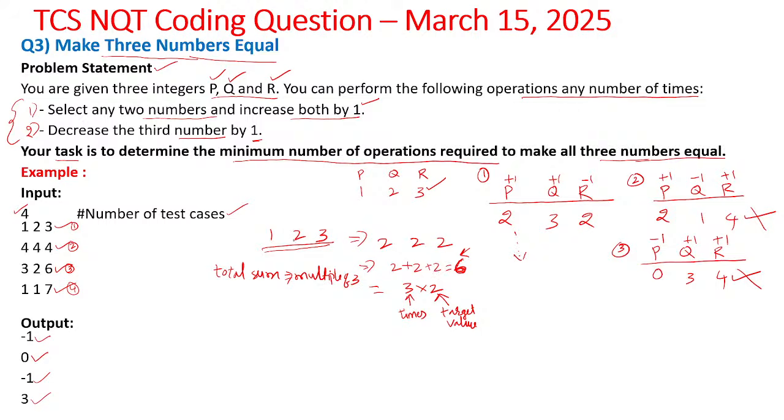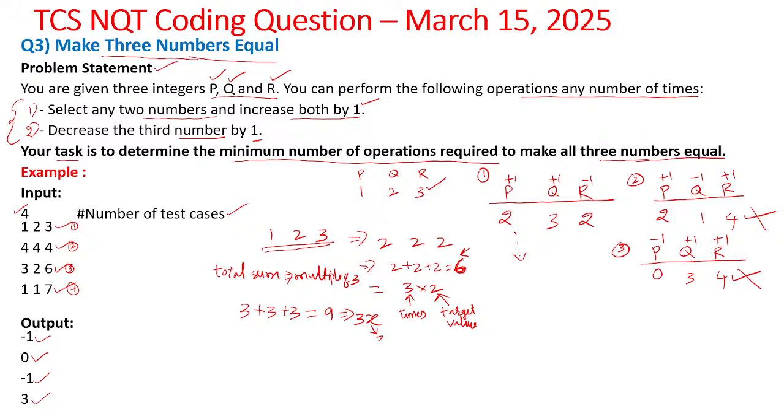So 6 can be. Assume that all the numbers became 3, 3, 3. Then what happens here? Total sum means 3 plus 3 plus 3. It becomes 9, which is a multiple of 3. That means you can write it as 3 times some number, some target value x. So here x is the target value.